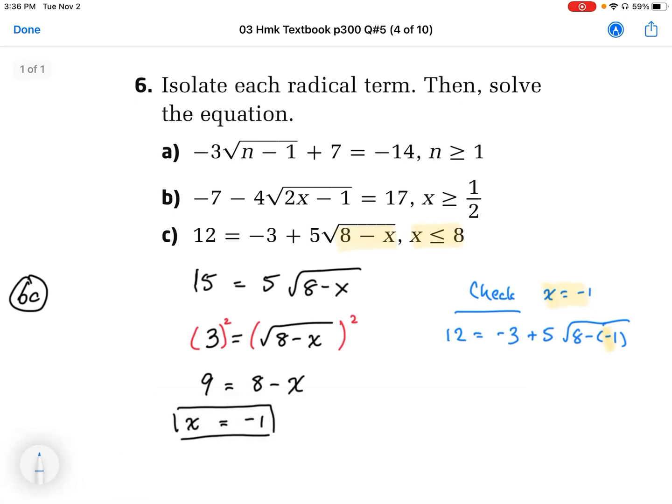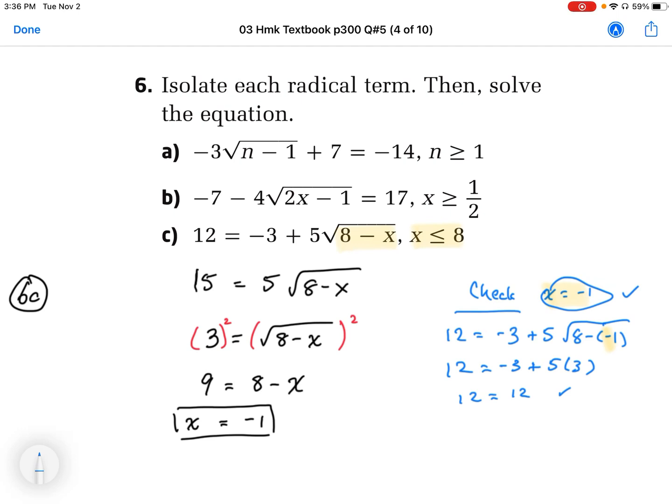And then checking this out, I'm going to end up with negative 3 plus, well, that's going to be the square root of positive 9. So that's going to be 3. So negative 3 plus 15 is going to be 12. So we get 12 equals 12. That solution is a valid solution.